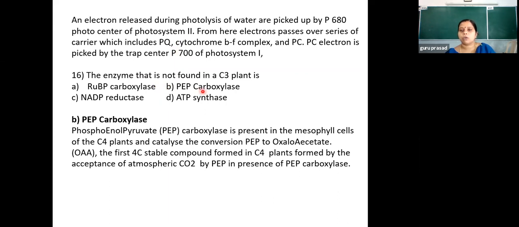The enzyme that is not found in the C3 plant. So which is the enzyme which is absent in C3 plant? Let's see the options first. RuBP carboxylase, NADP reductase, ATP synthase, PEP carboxylase. This is the correct option. Why? Because PEP carboxylase is found in the mesophyll cells of the C4 plants. Isn't it? So the mesophyll cells of C3 plants do not have this PEP carboxylase enzyme. So that's why PEP carboxylase is the correct option. Clear?